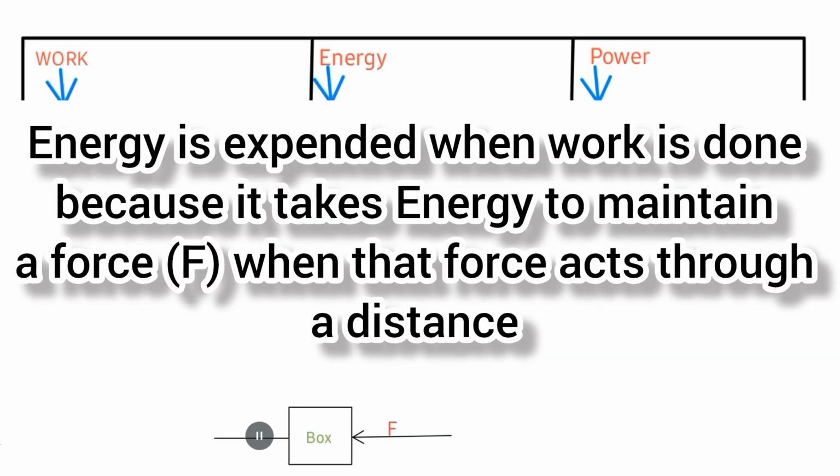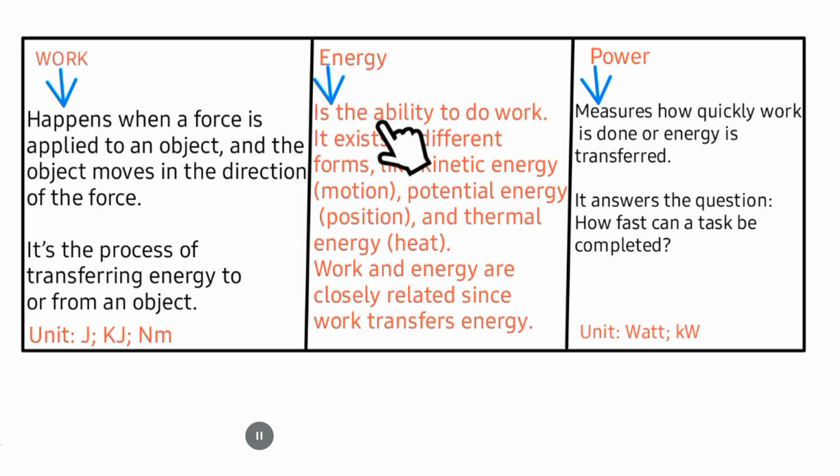Energy is expended when work is done because it takes energy to maintain a force when that force acts through a distance. Therefore, energy is the ability to do work, and it exists in different forms like the kinetic energy, also called motion energy. We have potential energy, sometimes called position or energy at rest, and the thermal energy, which we also call the heat energy. Work and energy are closely related since work transfers energy. Therefore, energy has the same unit as work.